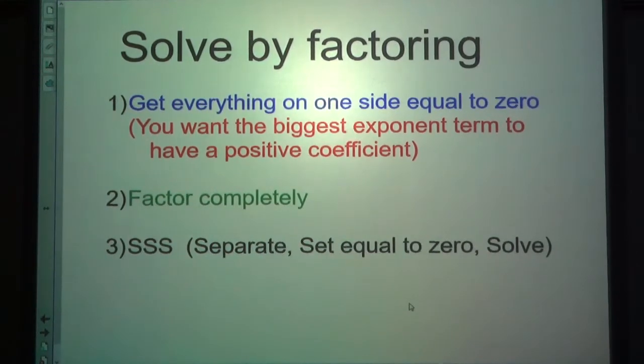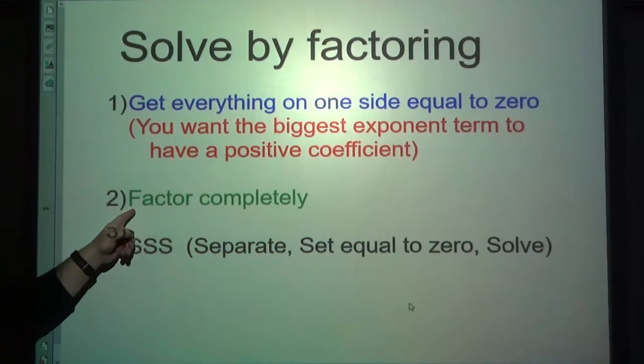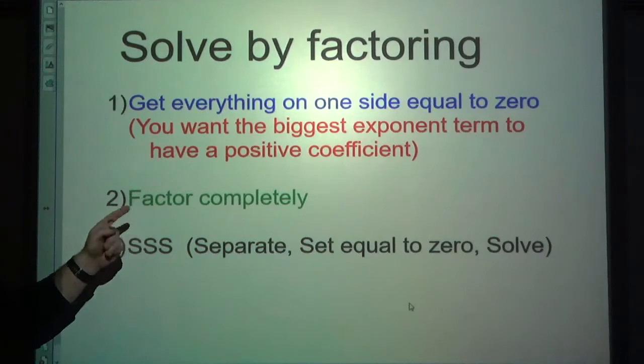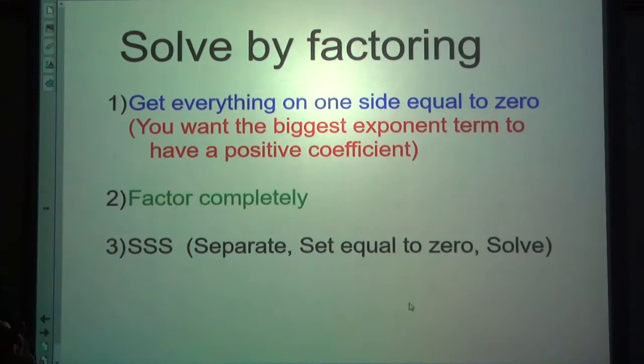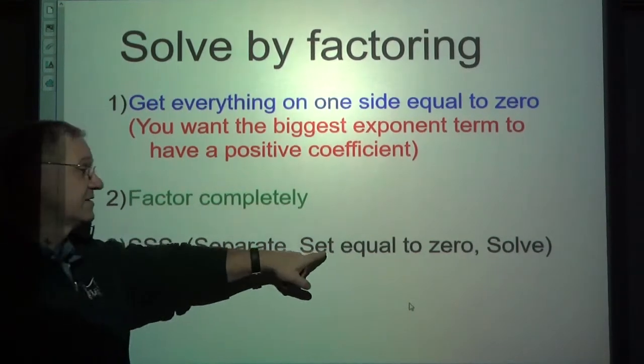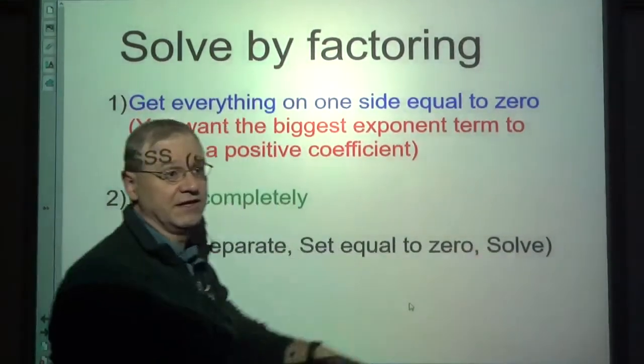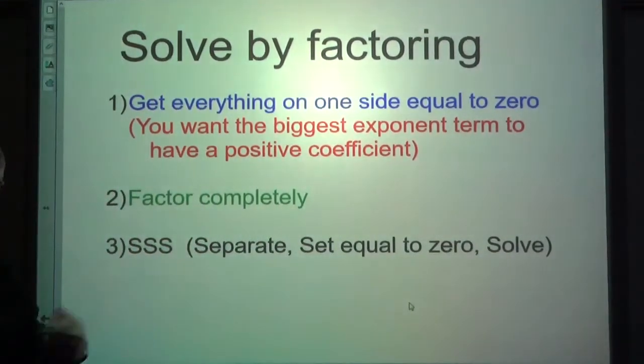All right. You want the biggest exponent term to have a positive coefficient. Next, factor completely. Look for a GCF, factor it out if you can. Then factor two parentheses. Finally, we're going to separate, set equal to 0, and then solve it. I refer to that as triple S, just to make it easy to remember.